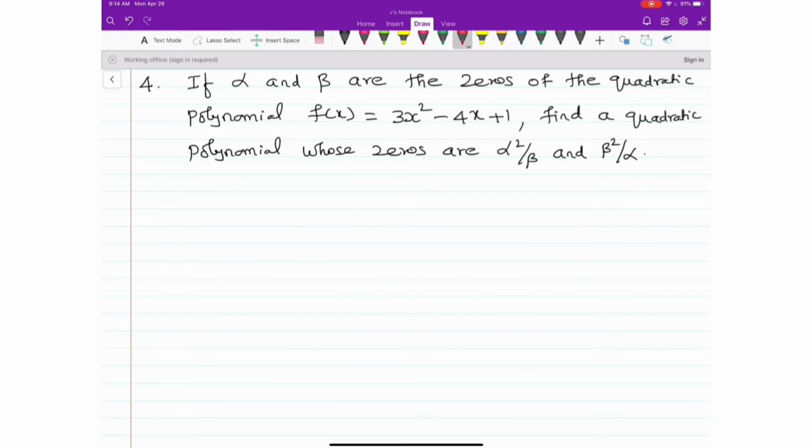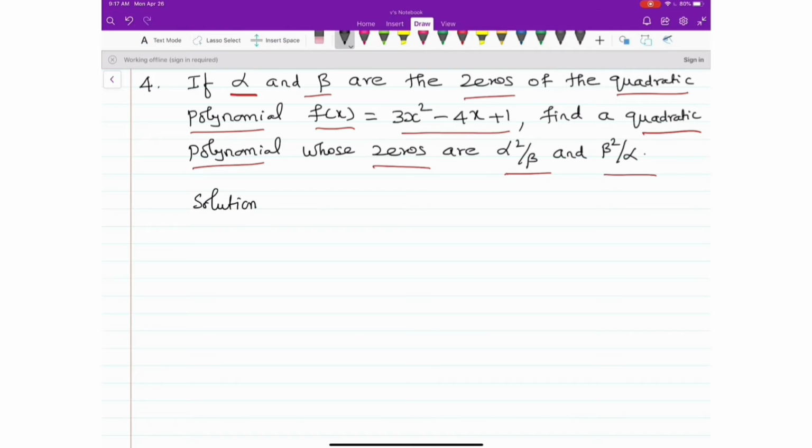Question number 4. If alpha and beta are the zeros of the quadratic polynomial f of x is equal to 3x square minus 4x plus 1, find a quadratic polynomial whose zeros are alpha square by beta and beta square by alpha. This question is similar to the previous question we did in today's class. I am doing one more question of the same type so that you will be in a position to understand better. Let's do it now. Solution. The same steps I am going to write.